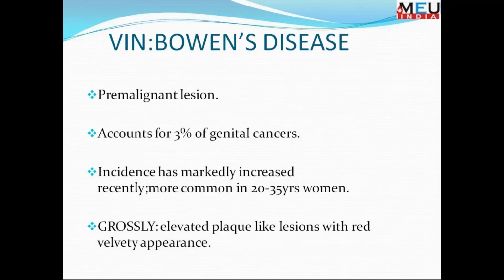The vulvar intraepithelial neoplasia, also sometimes known as the Bowen's disease, is a pre-malignant condition and accounts for almost 3% of the genital cancers. Over the last 5 to 10 years, the incidence has markedly increased with more women of the 20 to 35 years getting involved, and grossly we find the elevated plaque-like lesions with red velvety appearance.